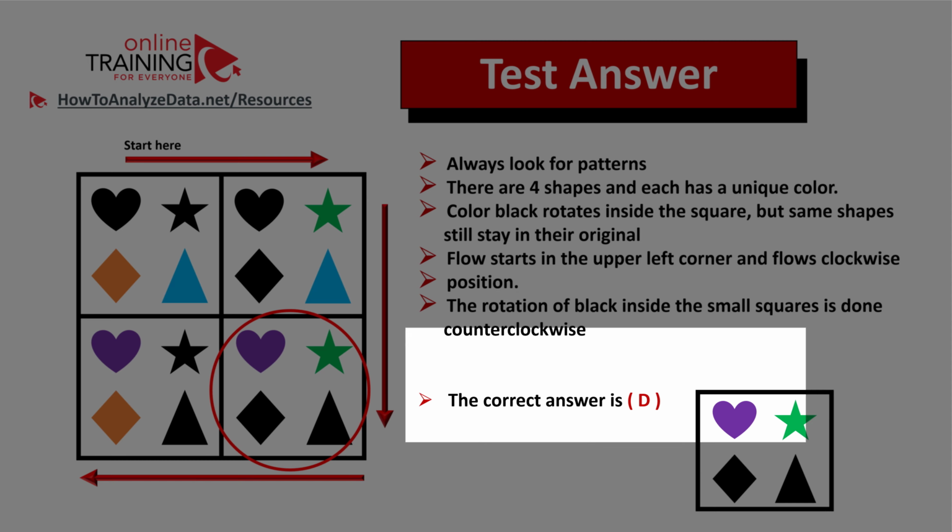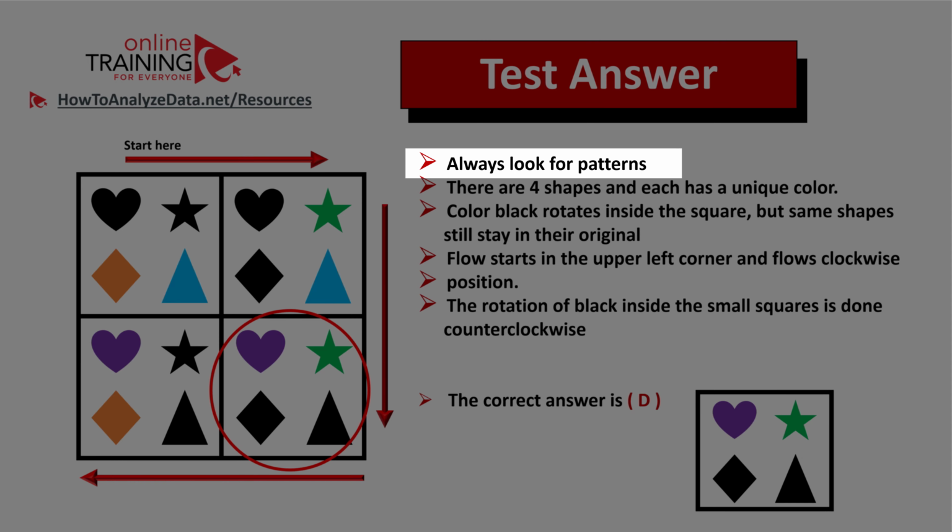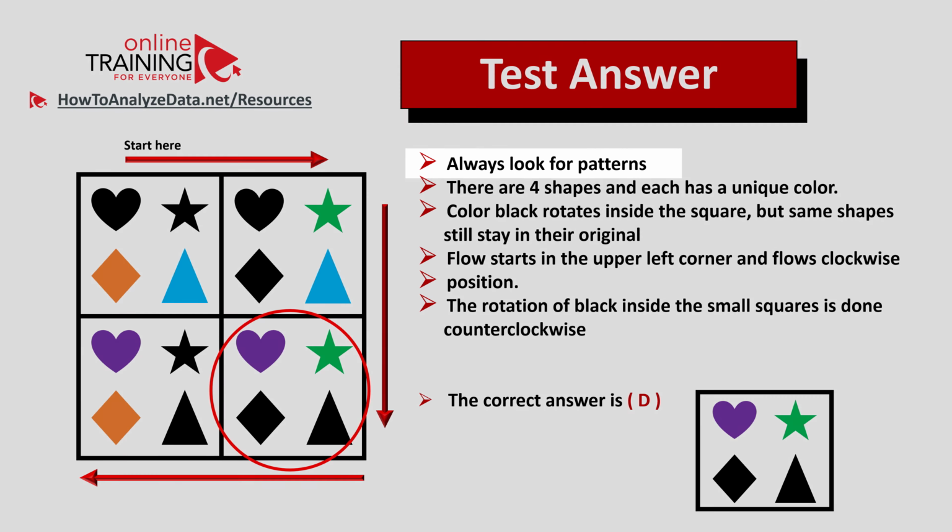Let's recap. Always look for patterns. In this case, there are four shapes, and each shape has a unique color. Color black rotates inside the square, but the same shapes stay in their original position. And the rotation inside the squares is done counterclockwise. So hopefully you've nailed this question and now know how to answer similar problems on the test.